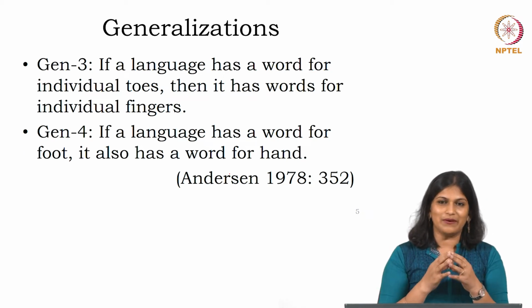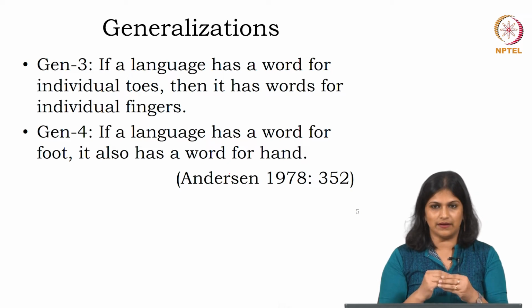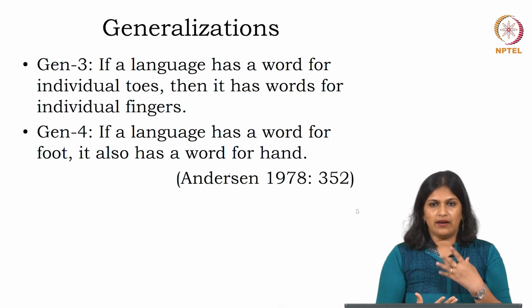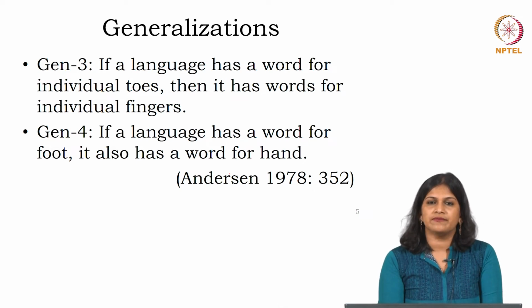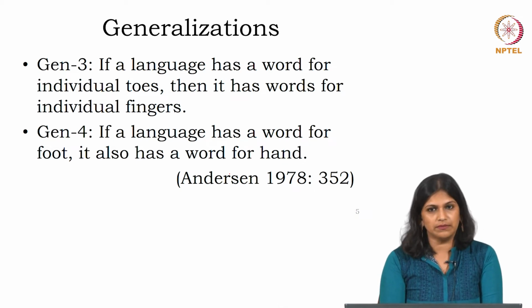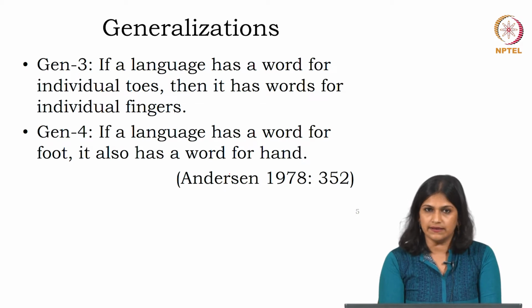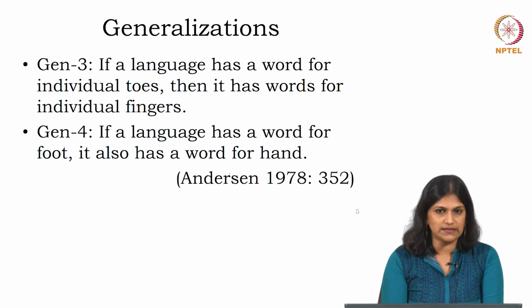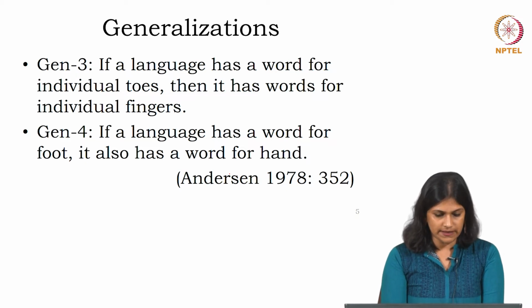We might think about English. English might have names for the fingers, but it may not have names for the toes. That could be possible, maybe the languages are like that, but there is no possibility when there are words for the toes, but no names for the fingers. That is not possible. So, read generalization 3 carefully, it will be easier for you to understand.